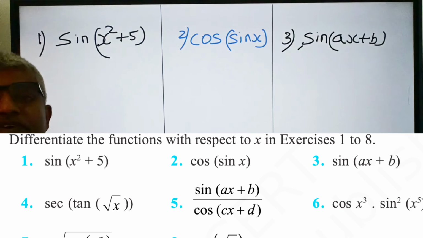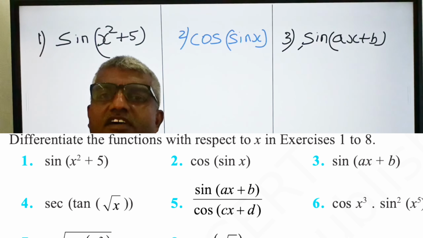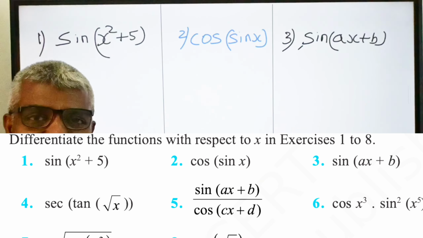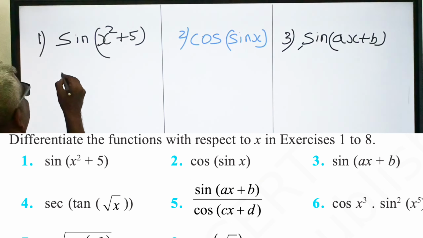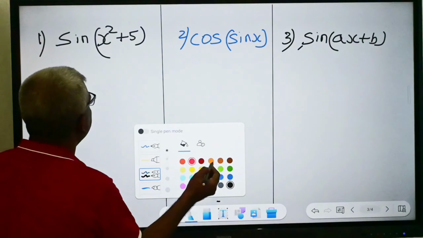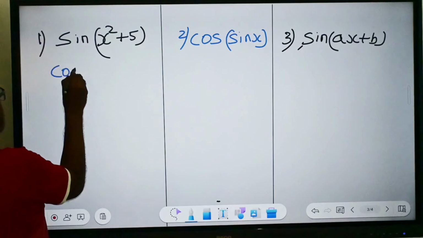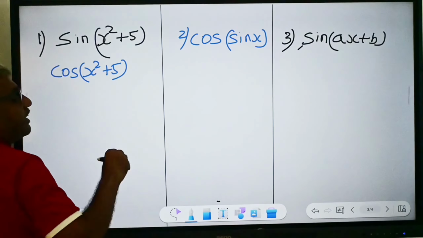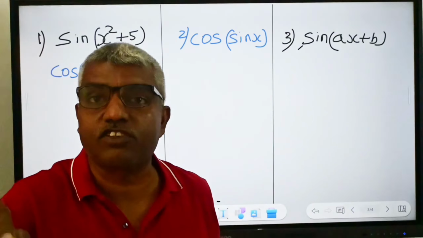Sin(x squared plus 5). Sin x differentiation is cos x. But here it is sin(x squared plus 5), so how to do it? Cos(x squared plus 5). Then we have to differentiate x squared.